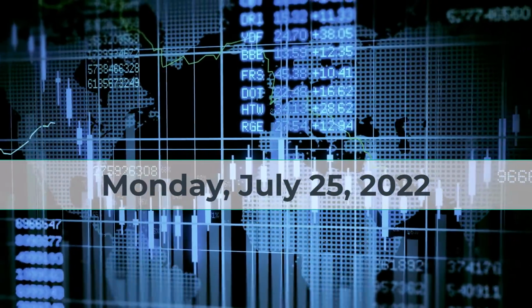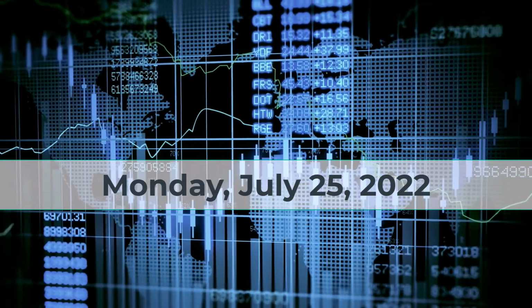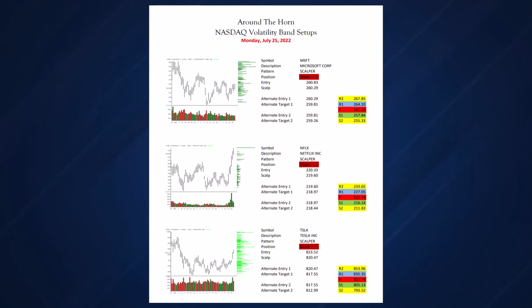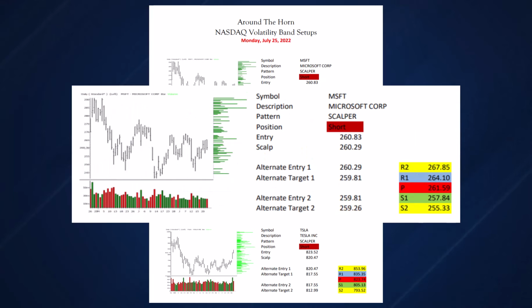Let's take a look at how to trade those volatility bands. Here you see the trading plan for Microsoft for today. This, of course, is the volatility band trading plan, and you can see here that we had a short side setup. That means we're only looking to go short this stock. No matter what else it does over the course of the day, my bias on this is based on going short.